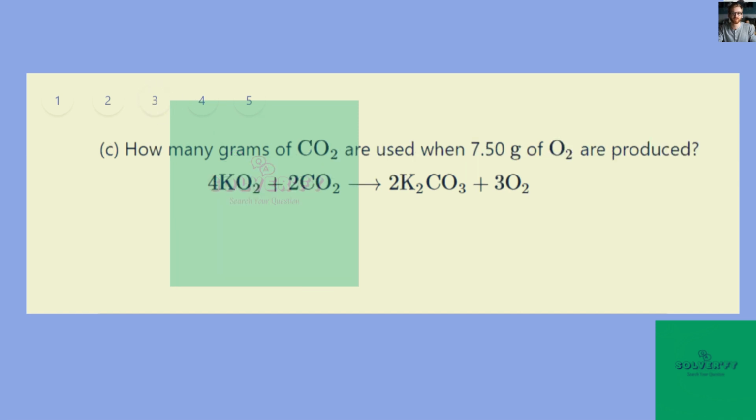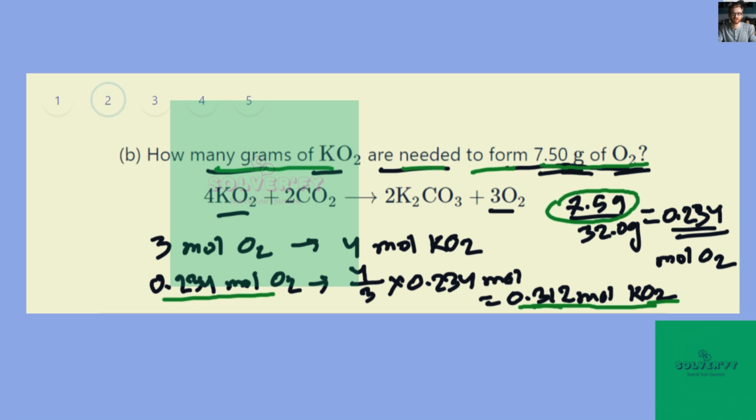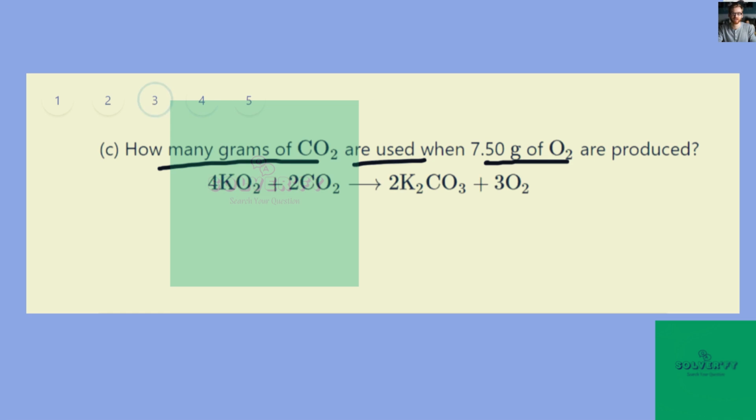Now, in the last part of this problem, we have to find out how many grams of CO2 are used when 7.5 gram O2 are produced. Same as before, we have to find out the number of moles of 7.5 gram O2, which we have already calculated. So for 7.5 gram O2, the number of moles is 0.234 mole. So we have to find out, to produce 0.234 mole O2, how many mole of CO2 we require. We can see that to produce 3 mole O2, we have to use 2 mole CO2.